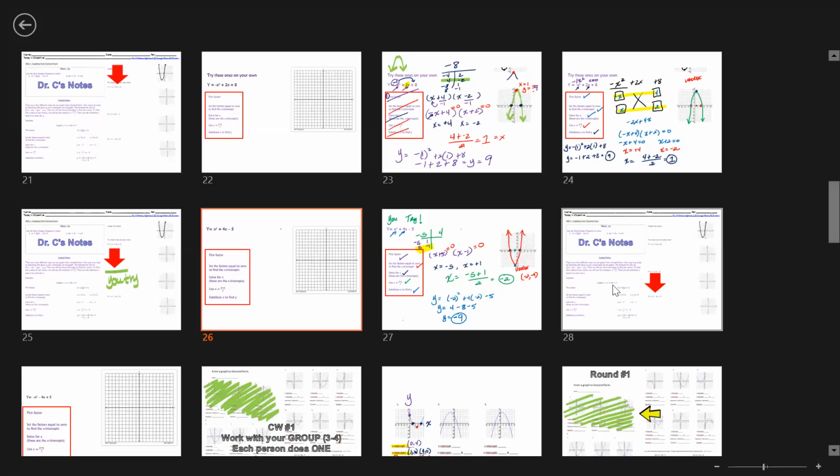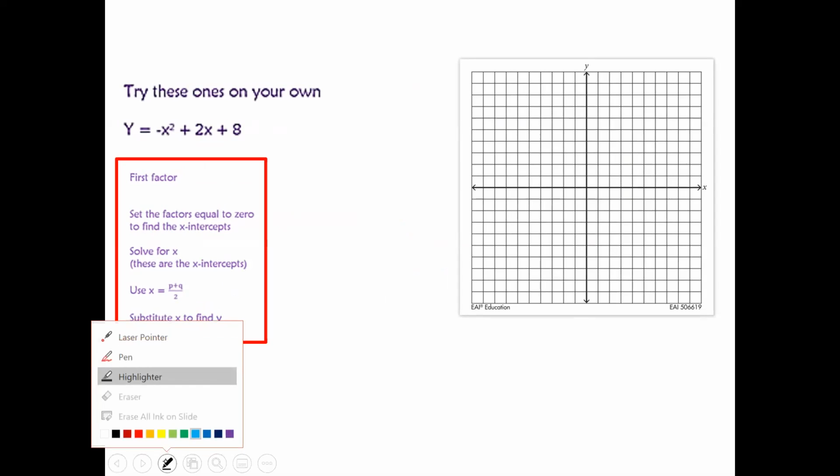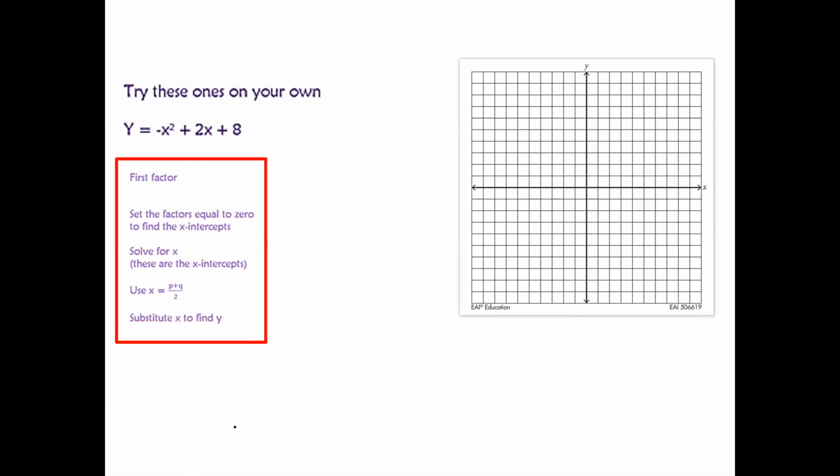All right, let's try another one. Let's go ahead and take a look at this one here. This one has a negative 1 in the front. Do you see that? So you're going to take that negative 1, multiply it to the 8, which gives you a negative 8. Middle number is a 2.